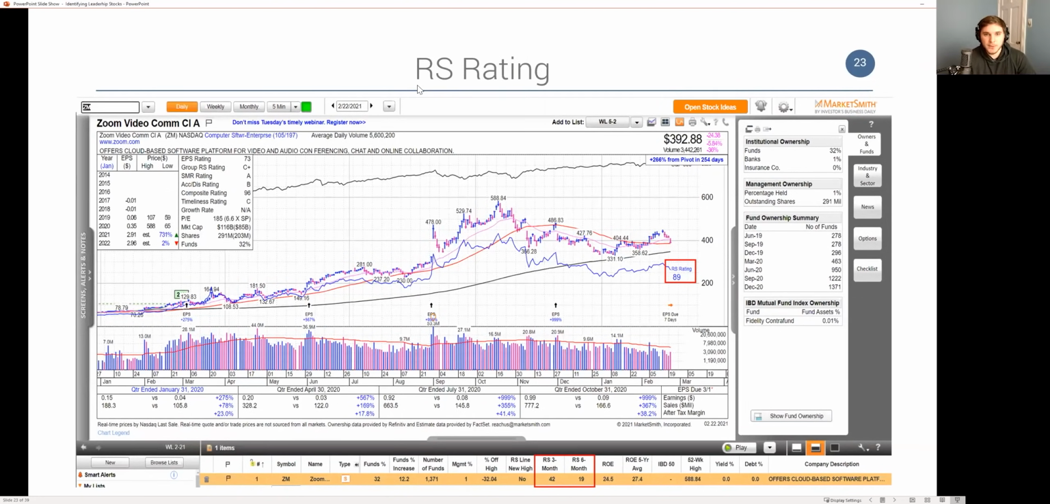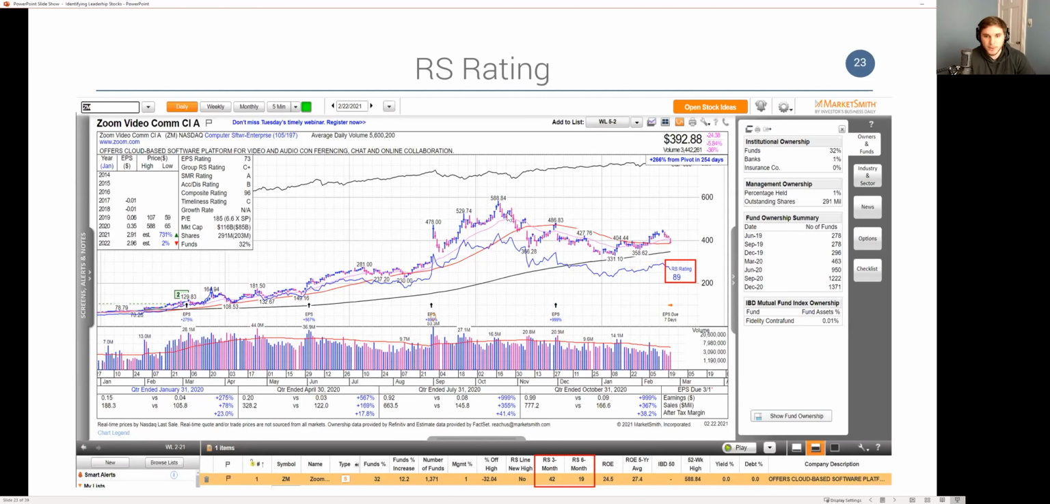So first, looking at the RS rating, you can find this in MarketSmith. It's right here on the chart. And if you open up the columns, you can add the 3-month and 6-month, which is pretty useful. And it's pretty interesting to see that Zoom only has an RS rating of 89, but has a very, very poor 3-month RS and 6-month RS.